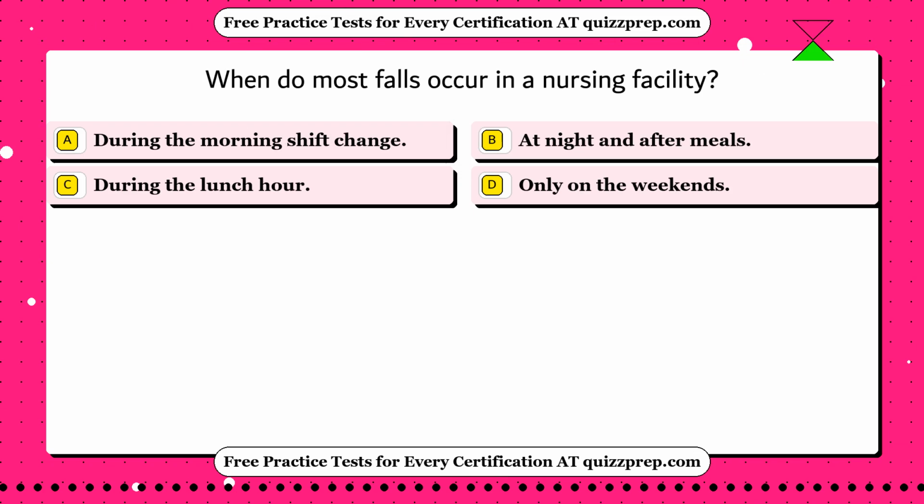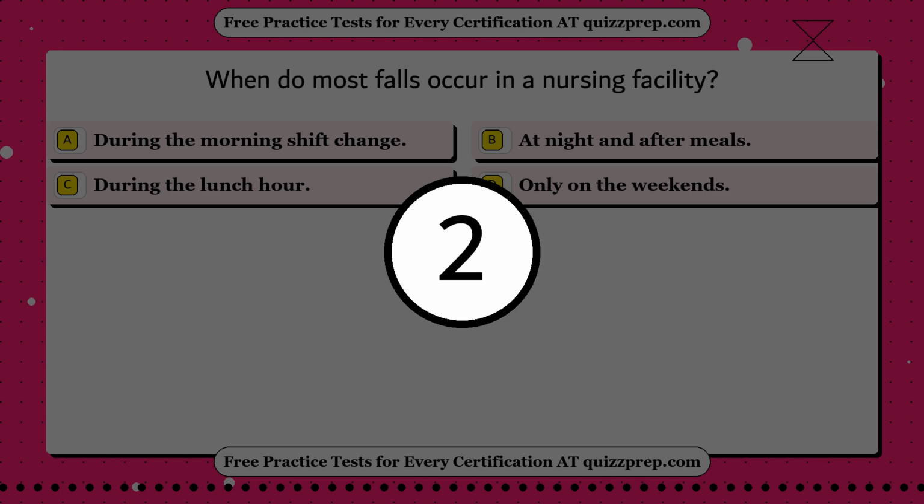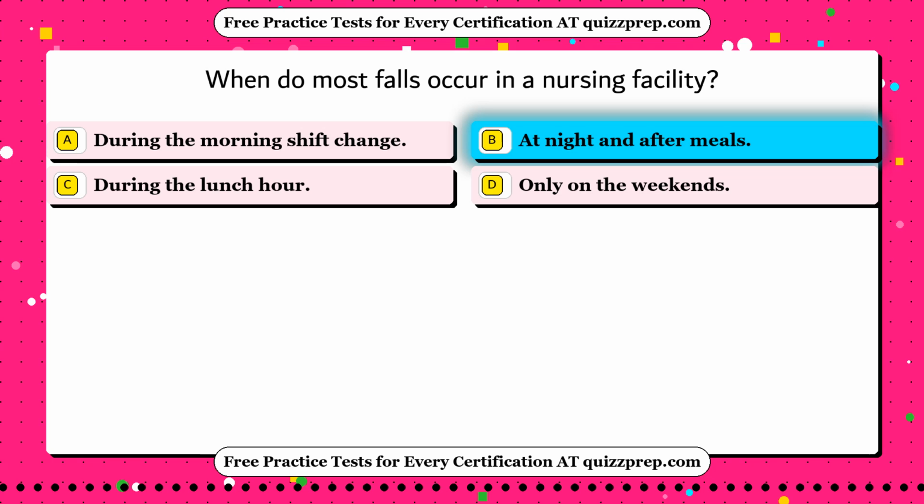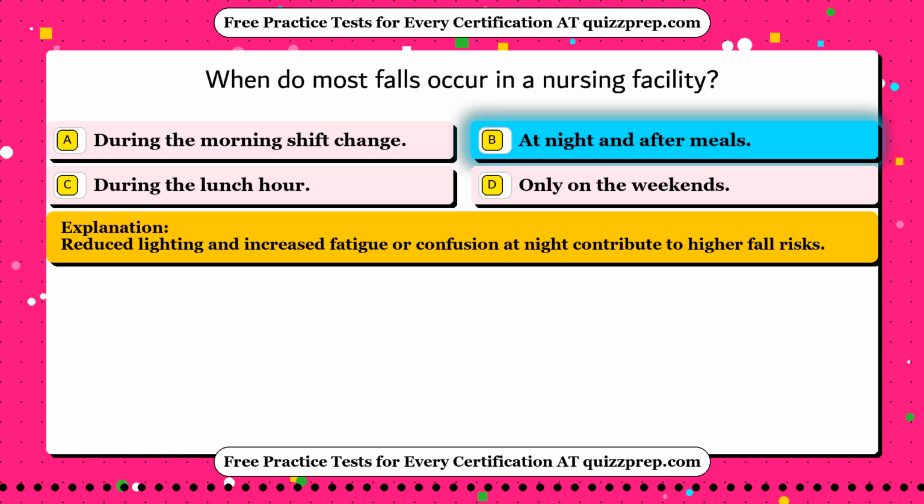Question 97. When do most falls occur in a nursing facility? Option A, during the morning shift change. Option B, at night and after meals. Option C, during the lunch hour. Option D, only on the weekends. The correct answer is option B, at night and after meals. Reduced lighting and increased fatigue or confusion at night contribute to higher fall risks.